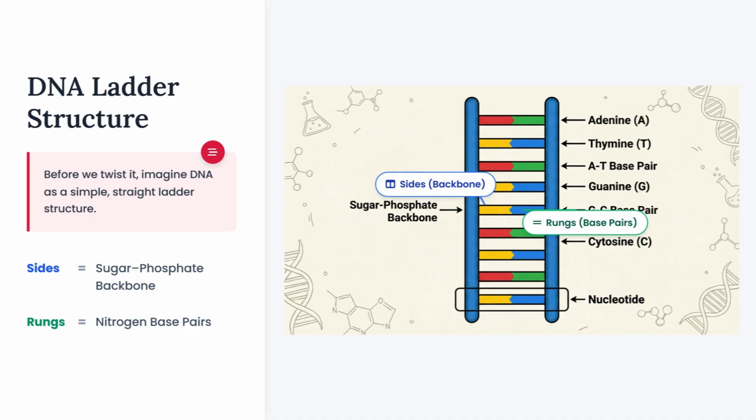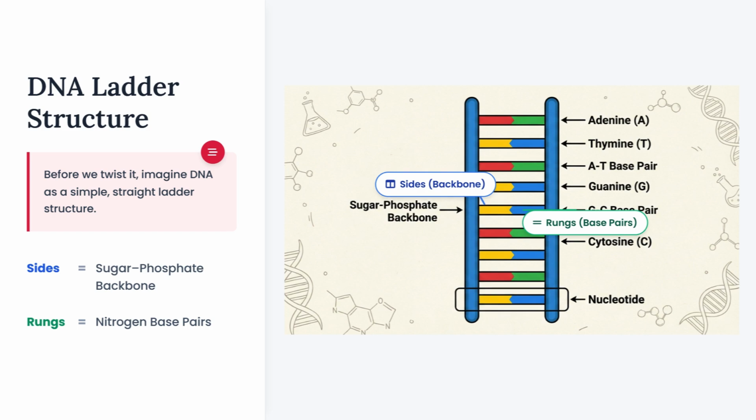So let's put it all together. Imagine a straight, untwisted ladder. The 2 upright side rails are the sugar-phosphate backbones we discussed. They run in opposite directions, which we call anti-parallel. Now, connecting these 2 sides are the rungs.